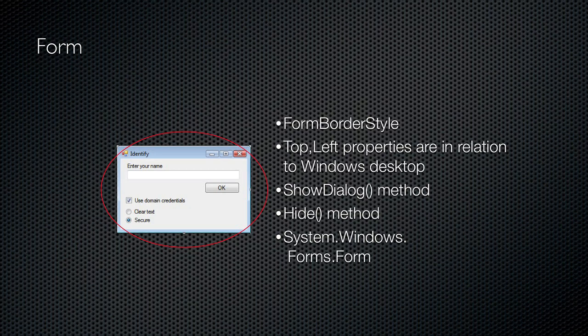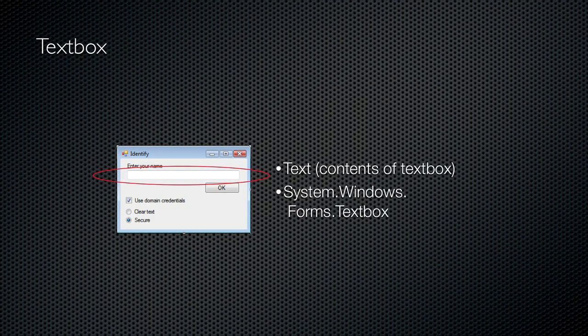Forms have a show dialog method, which is used to make the form appear, and they have a hide method, which is used to hide the form or close the form when you no longer need it. For example, the OK or cancel button on a form would normally call the hide method. The class name for this is system.windows.forms.form.